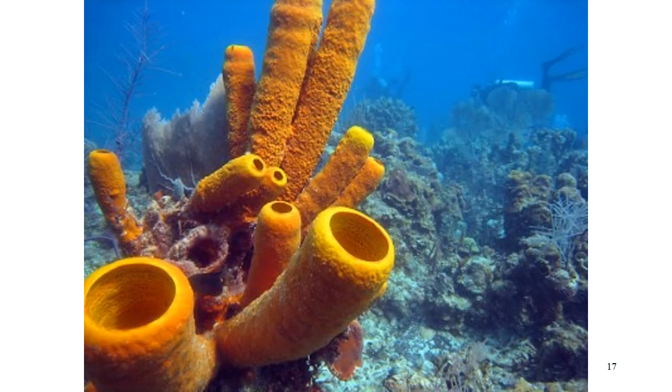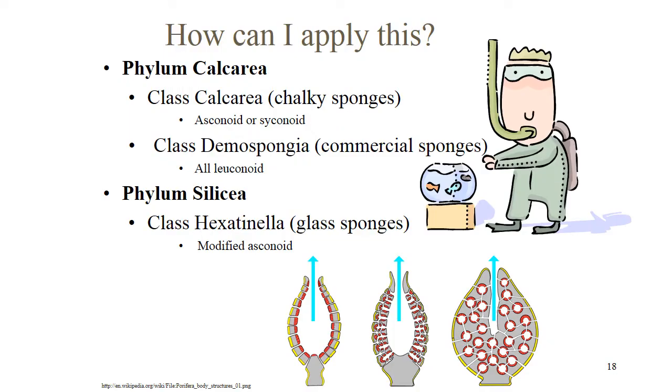Class Demospongia. So how do you apply this? Well, we sort of already talked about it, but we know that the phylum Calcarea is broken down into two classes, class Calcarea or Demospongia. All of class Calcarea is either asconoid or syconoid. All of class Demospongia is leuconoid.